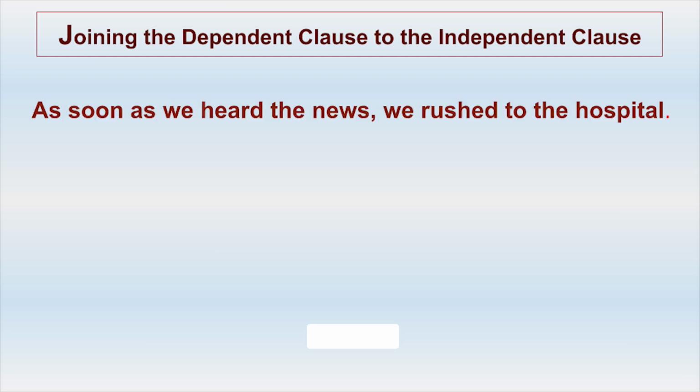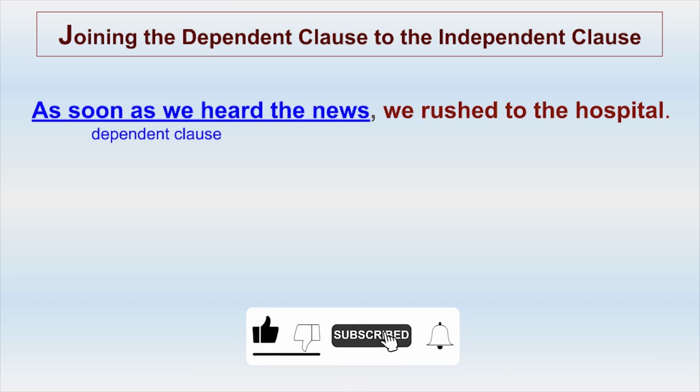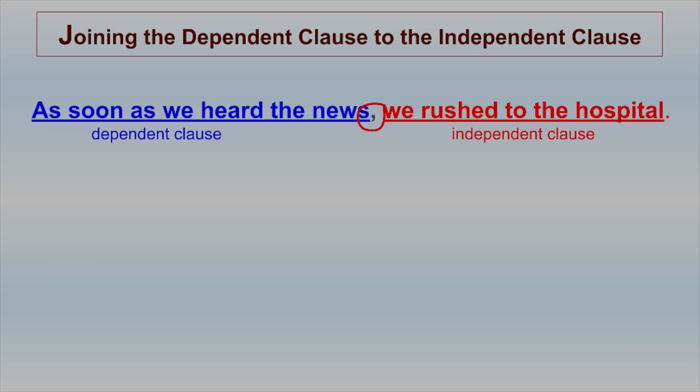As soon as we heard the news, we rushed to the hospital. As soon as we heard the news is the dependent clause. We rushed to the hospital is the independent clause. The dependent clause begins with the subordinating conjunction as soon as, and both clauses are separated by a comma.